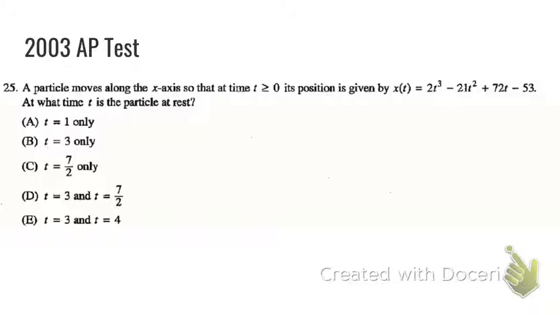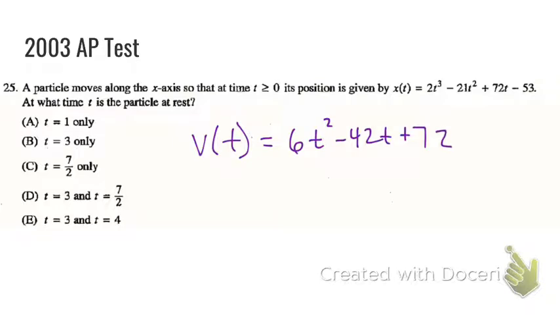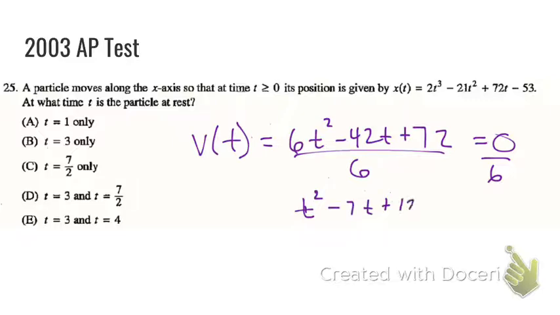The derivative of this function is, and this is a non-calculator question, by the way, 6t squared minus 42t plus 72. If I want to know where it's at rest, I want to know where it's equal to 0. If I divide both sides by 6 to make these numbers a little more manageable, I get t squared minus 7t plus 12 equals 0. This factors to (t minus 3)(t minus 4) equals 0.